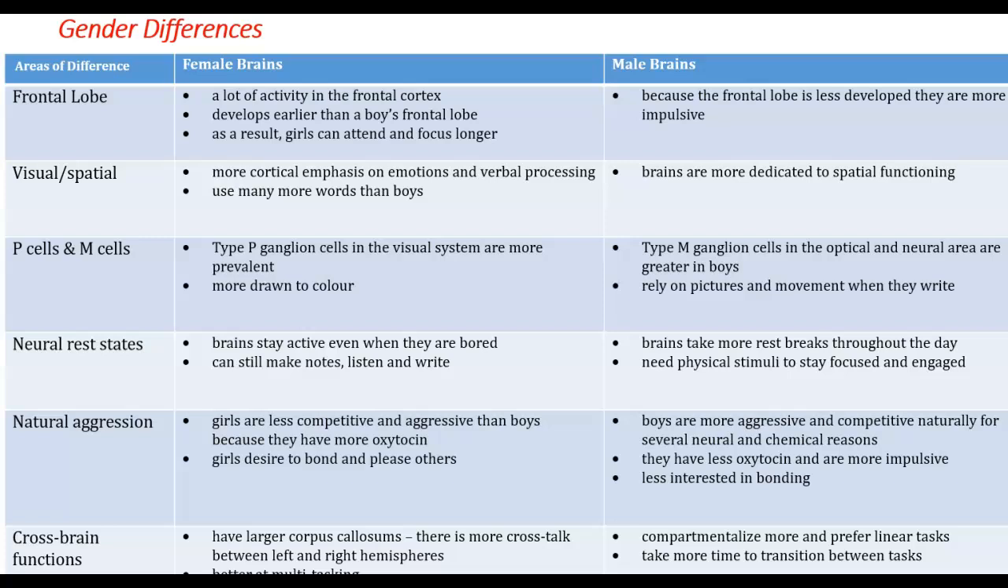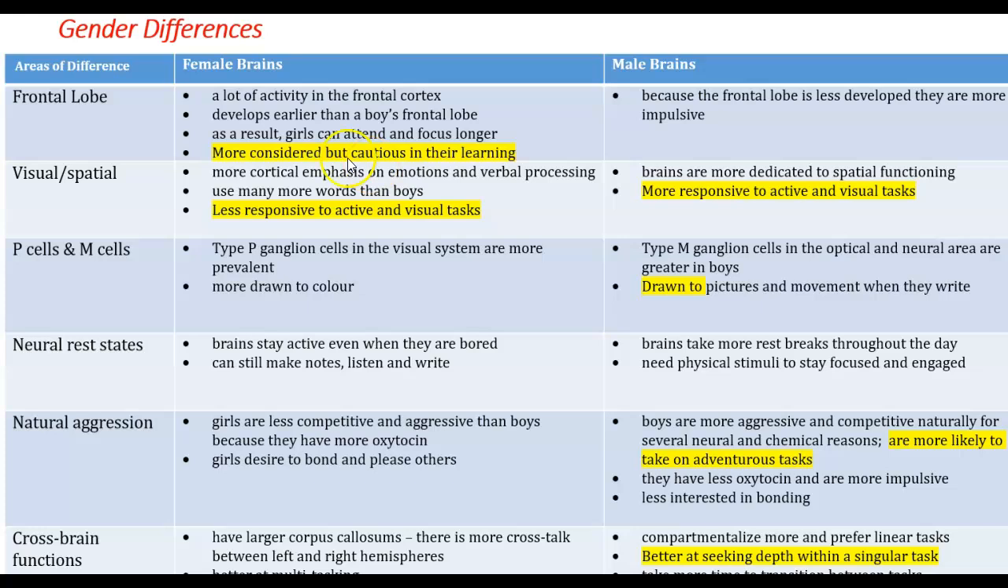Now have a read of this. How do you think it is? Pause, have a look at it. Is that a fair call? And this is an education psychology. I think it's stereotypical because boys are more impulsive. Okay, they rely on pictures and movement. Okay, they're aggressive and competitive, and all those things sound like, oh, this is bad.